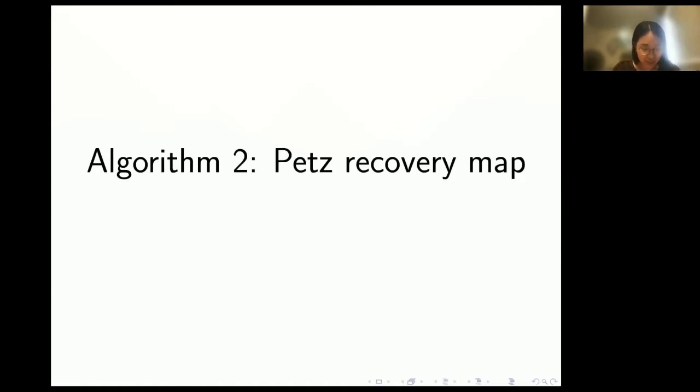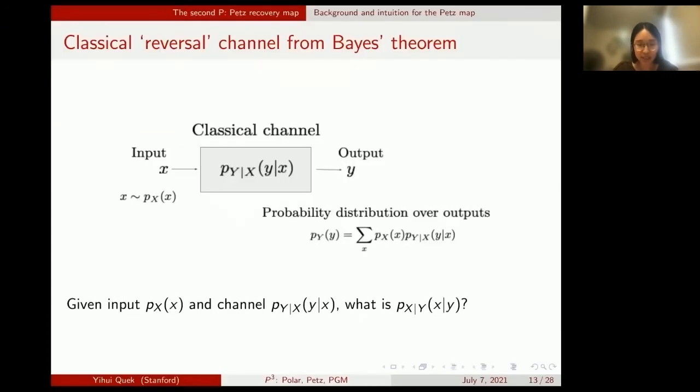The second application is the Petz recovery map. And so now I'm going to explain what that is. The Petz recovery map can be thought of as kind of a reverse of a quantum channel. It can also be thought of as a quantum version of Bayes' theorem, and here's why. In the classical world, you can model a classical channel as a conditional probability distribution that is mapping an alphabet X to an alphabet Y. And of course, if you know the probability distribution over the input alphabet and the conditional probability distribution, which is the channel, then you can write down the probability distribution over the outputs.